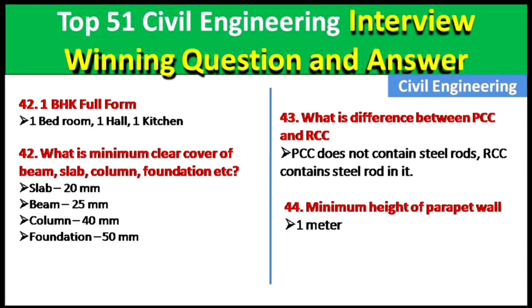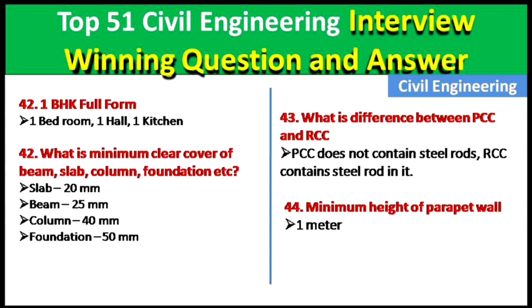Now point number 42 is what is the 1 BHK full form. It may be 2 BHK or 3 BHK. So the full form of 1 BHK is 1 bedroom, 1 hall and 1 kitchen. Guys, if you have 2 BHK, then there will be 2 bedrooms, 1 hall and 1 kitchen. If there is 3 BHK, then there will be 3 bedrooms, 1 hall and 1 kitchen.